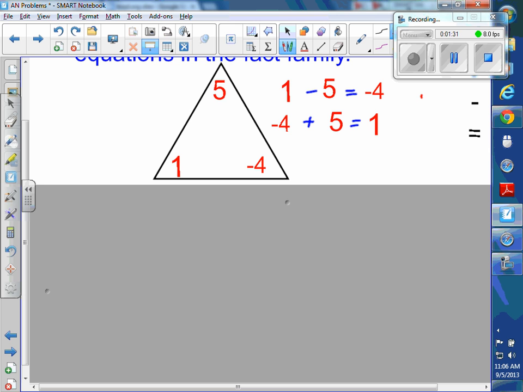Okay, Evan, do you agree? -5? No, why not? You can't use -5. You have to use those numbers. So what do you come up with, Evan? 1 minus -4. So we have to add a subtraction to simplify.